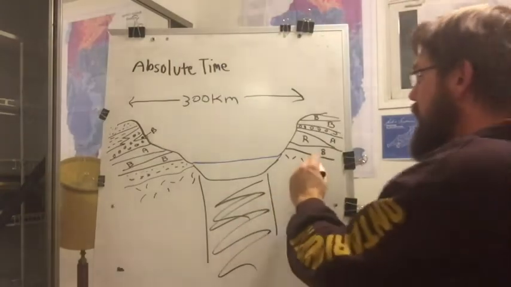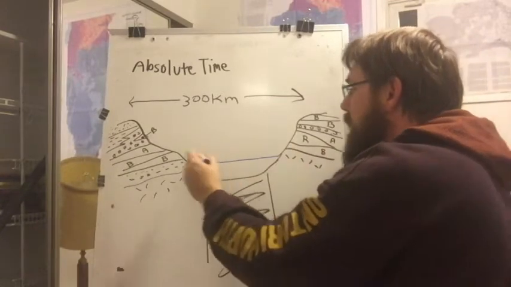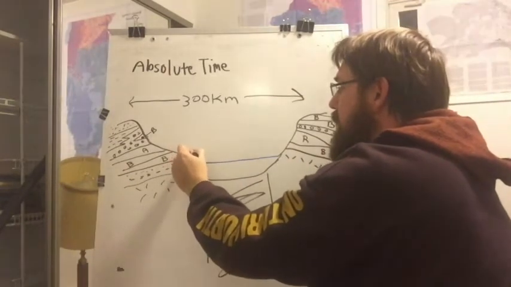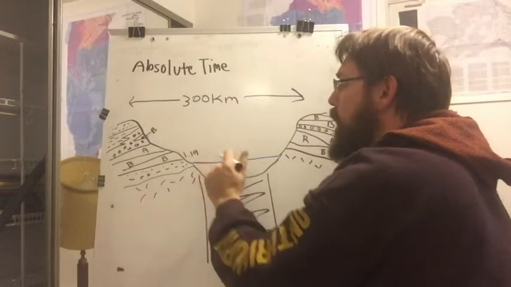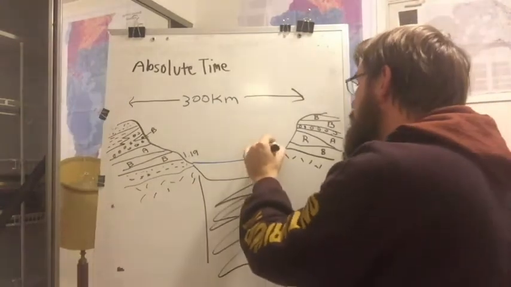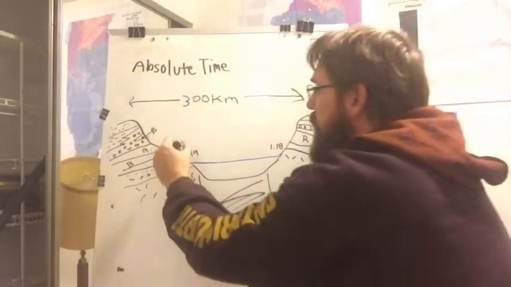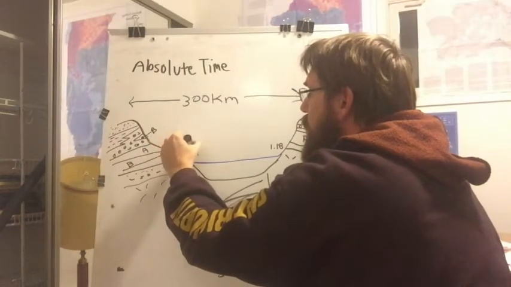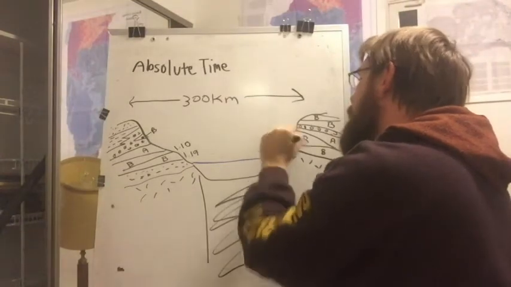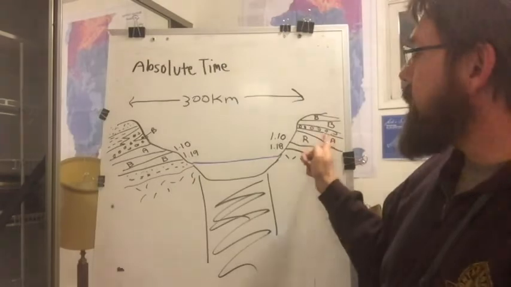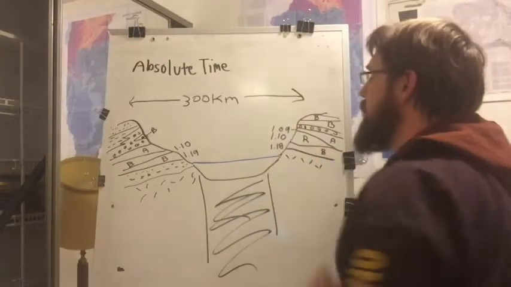So here's our basalt here. We have a basalt here. Say this basalt is dated at 1.9 billion years. Say this one is 1.18 billion years. This basalt is 1.10 billion. This rhyolite is 1.10 billion. Now this andesite, we get 1.09 for the andesite here.